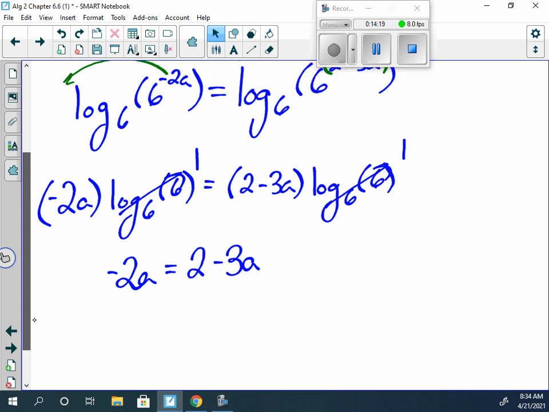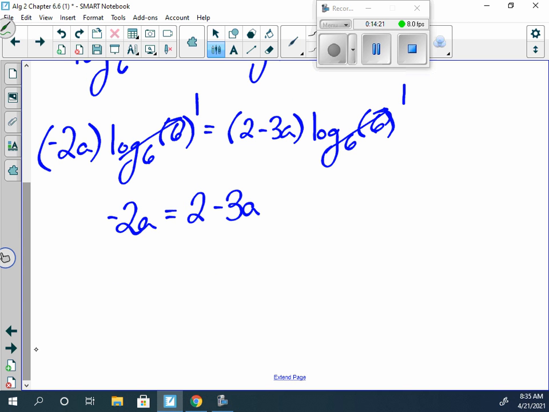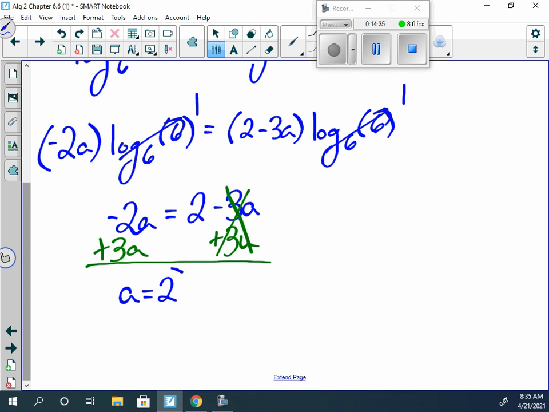Okay, well, what can we do next? We can add 3a to both sides. These here will cancel out. Well, negative 2a plus 3a is going to be a, is equal to 2. So really those other steps, we don't necessarily need them, especially if the bases are the same.